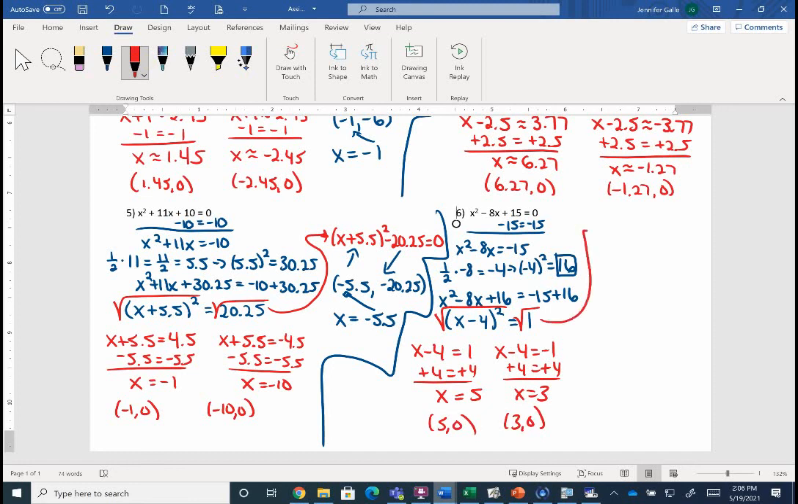To easily find vertex and axis of symmetry, if you were to graph, move the 1 back over to the left side by subtracting it. It is separate from the squared term. +4, we're going to go left 4. Remember, that sign's always opposite. -1, we're going to go down 1. There's our vertex. Axis of symmetry, the x value matches the x value at the vertex.